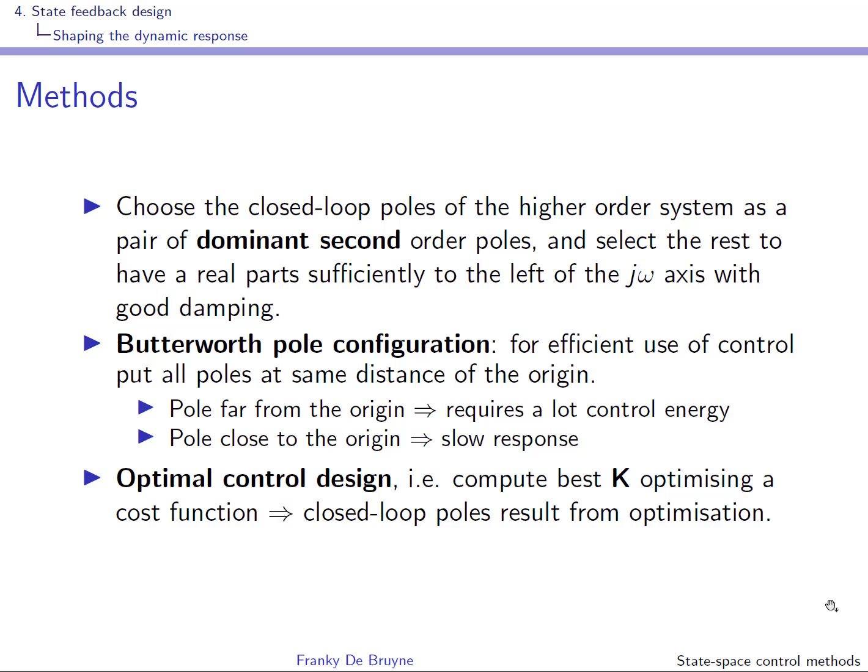The third method is optimal control design, and the idea is that a cost, which is the integral from 0 to infinity of x transpose Qx plus u transpose Ru dt, is minimized. And in here you have a compromise between two things: having the state go to 0 as close as possible, and limiting the control energy.